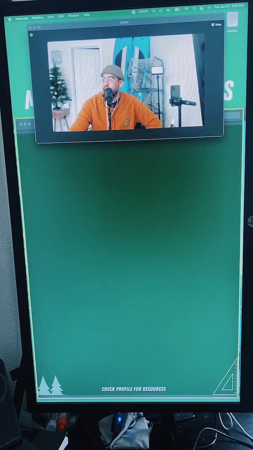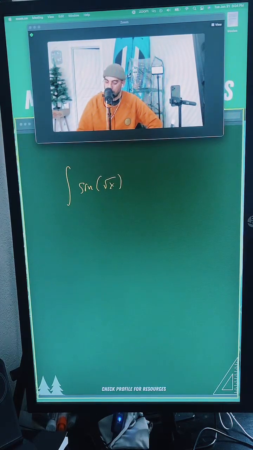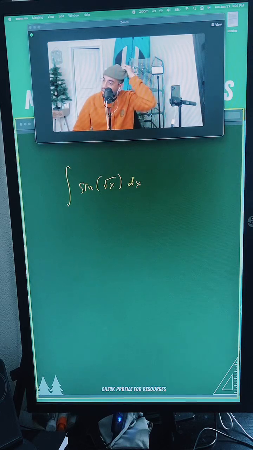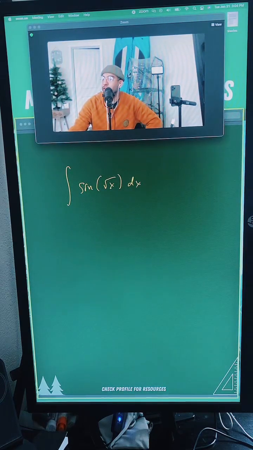Okay, so Stargazing, I believe, had requested this integral. And it's not too difficult, at least I don't think. So it was the integral of sine of root x dx. Okay, so looking at the chat, I'm curious, chat, what would you guys like to do? What should be the very first thing we should try?